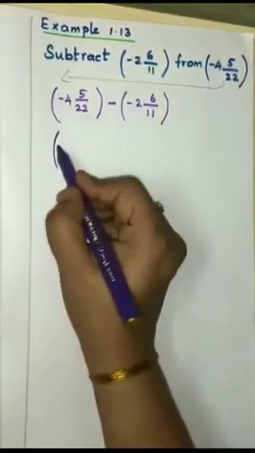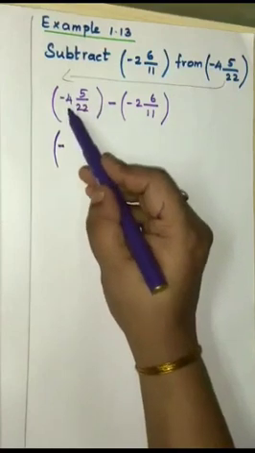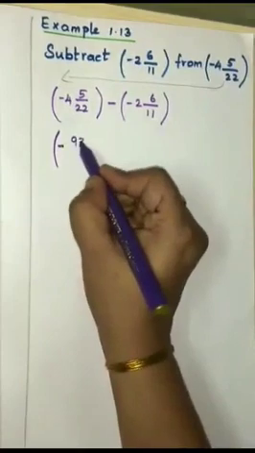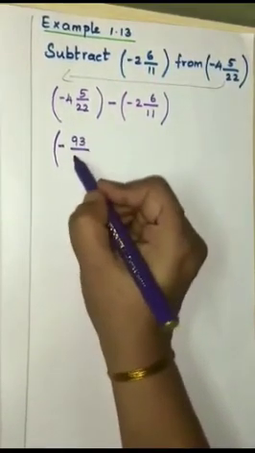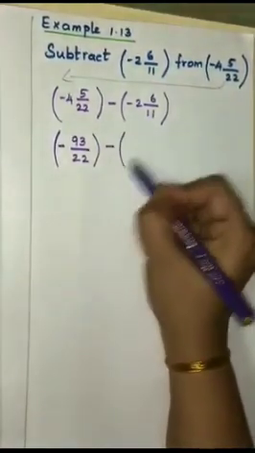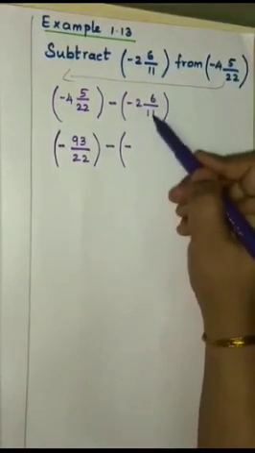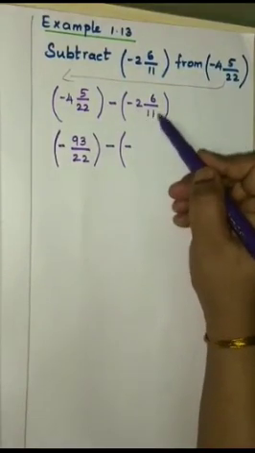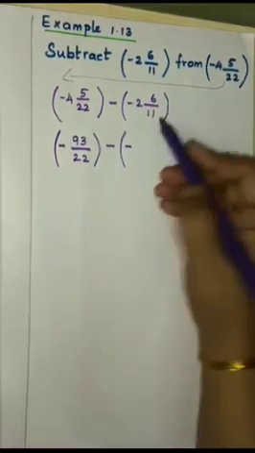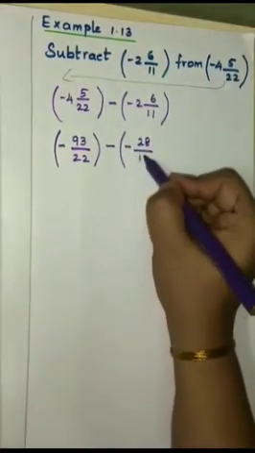Put the sign minus, 4 into 22 plus 5. So 4 into 22, 88 plus 5, 93. The denominators remain same, 22. Minus, put the sign minus, convert it into improper fraction, 2 into 11 plus 6. 2 into 11, 22 plus 6, 28 by same denominator 11.